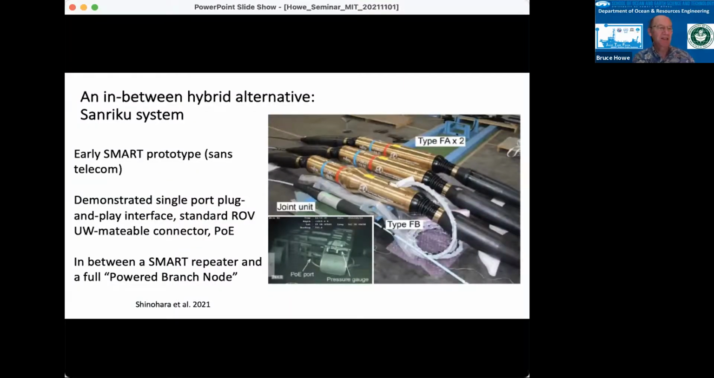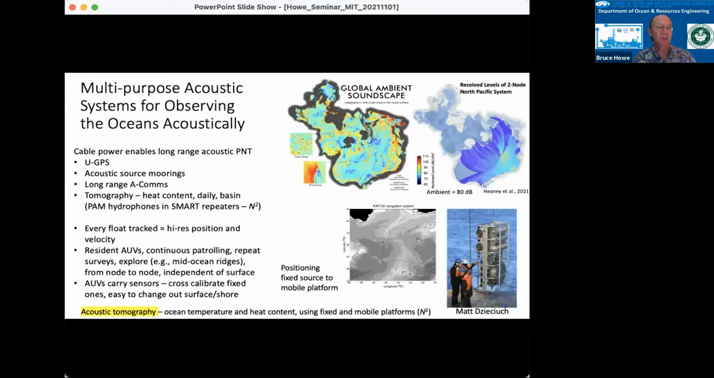So I'm coming to the end here. This is the Senriku system, which is an in-between hybrid alternative. In this particular unit, one of three, they actually have a hose coming out to an underwater mateable connector. And when it's deployed, it's in this frame. And so it's one connector with power over Ethernet. So one could connect something to that, whether it's one specific instrument or a small docking station or a small collection of instruments, that's TBD. So there are these technical options.